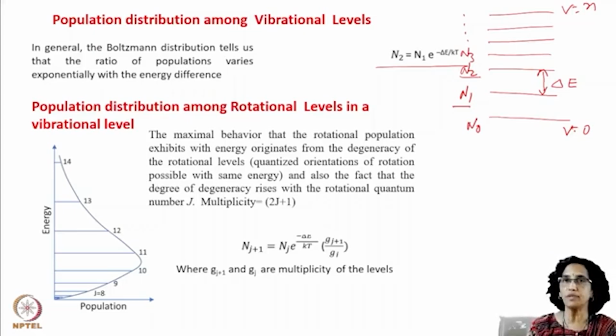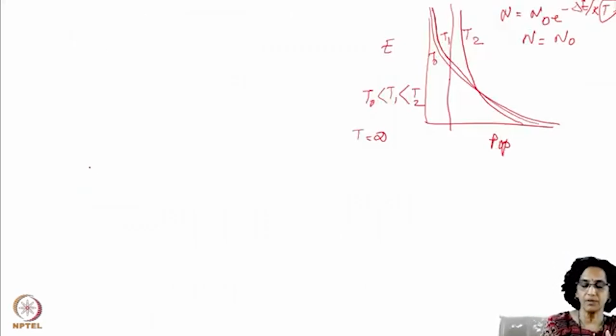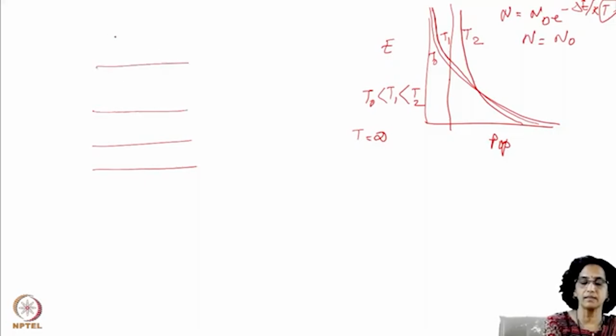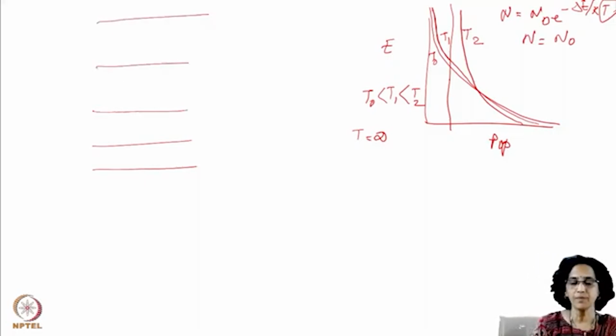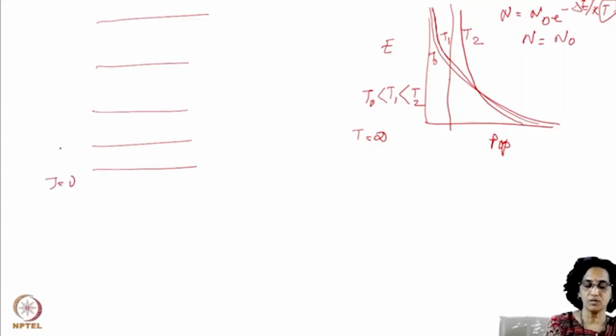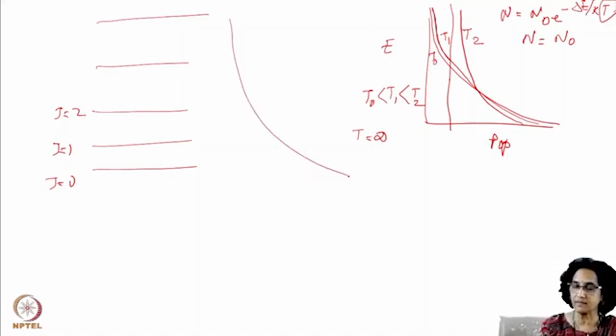Now, when we come to rotational levels also, we know how rotational levels are placed. They are closer together and slowly start becoming wider and wider separated. So these are, say, J equal to 0, J equal to 1, J equal to 2, and so on. Basically, it has to follow the Maxwell-Boltzmann distribution, and the population should be like this.